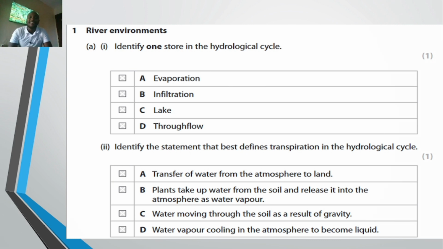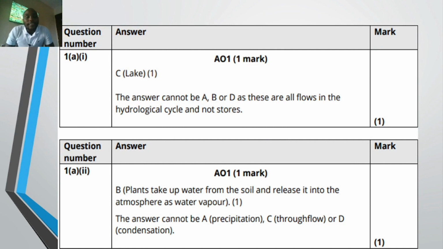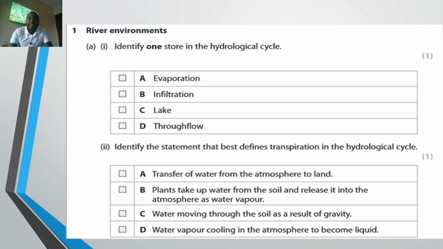Okay, let me give you the answers. We have them here. So the number one answer is C. Why? Because when you look at A, it is evaporation. Okay, that is a transfer. When you look at B, infiltration, or sometimes we call it percolation, it is a transfer. When you look at C, it's a store because it stores water. And when you look at D, throughflow, it is a transfer. Okay, so the answer is C.